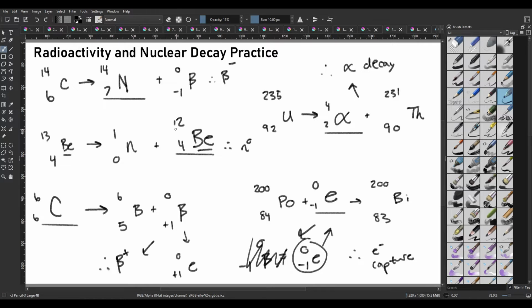So we have to take the mass number down by 1. So it's just a different isotope of beryllium. It's become beryllium-12 instead of beryllium-13.